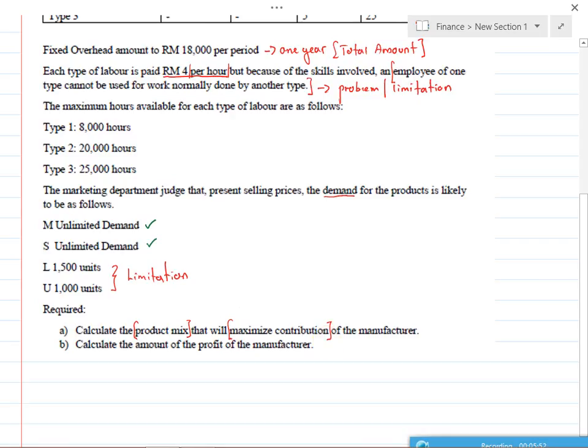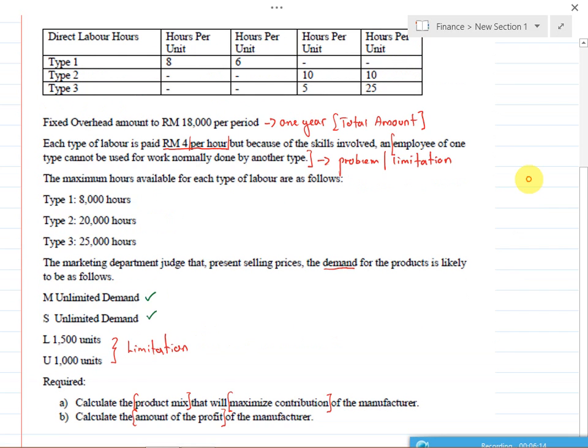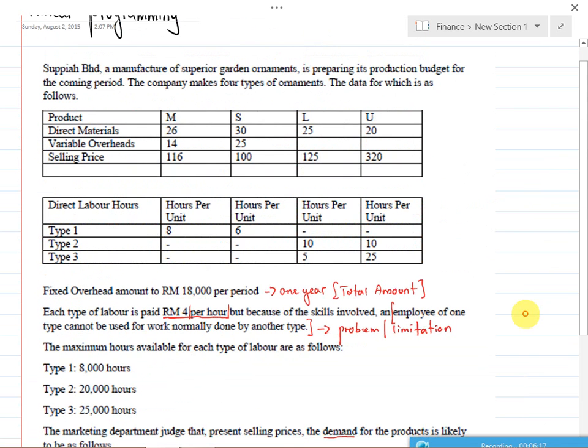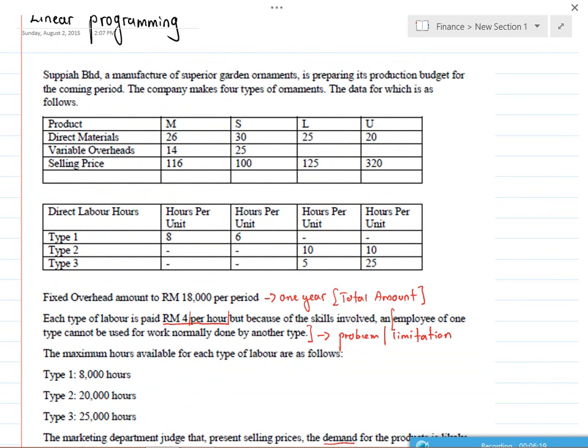B. Calculate the amount of the profit of the manufacturer. So later on in part B, we have to calculate the profit for the manufacturer. That's on the last part. So basically B is nothing much, only a little bit. A is the longer one. Okay, so I hope you brought graph paper today. Very good. So come. Now from the question, what is the first working that you have to do?